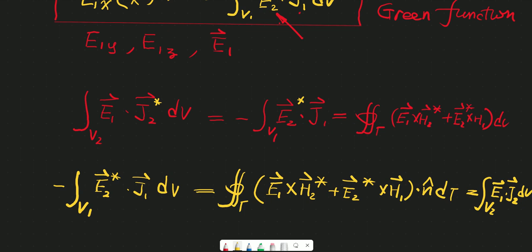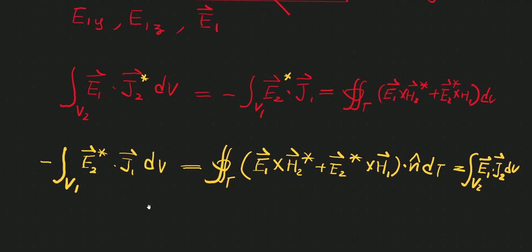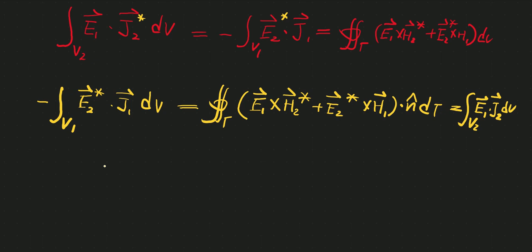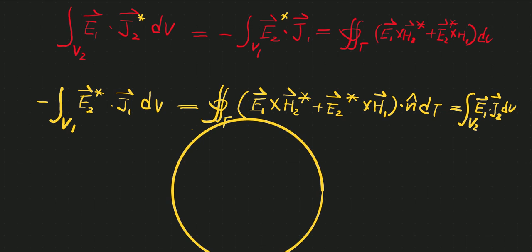Okay, we just rearranged the formula as this, and we can see this inside has a current J1, and outside there is J2. This is n and gamma.